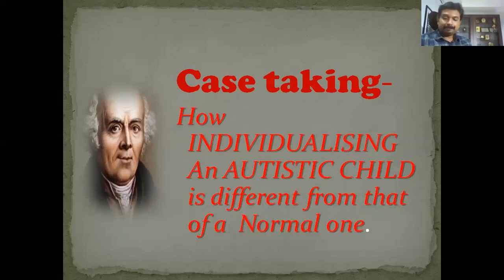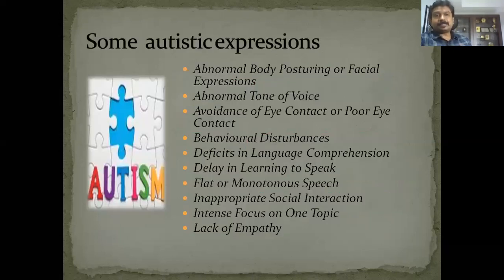So let us view a few autistic expressions that we might commonly come across in our practice. Some abnormal body posturing or facial expressions, abnormal tone of voice, avoidance of eye contact or poor eye contact, behavioral disturbances, deficits in language comprehension, delay in learning to speak, flat or monotonous speech, inappropriate social interaction, intense focus on one topic, the lack of empathy, and many more to follow. These all are common autistic symptoms or usual expressions that we might come across.